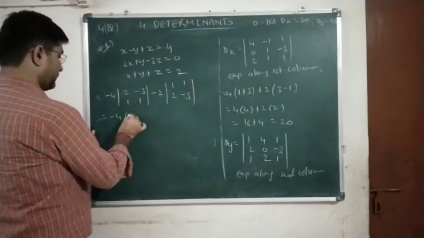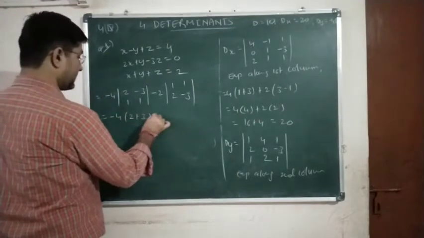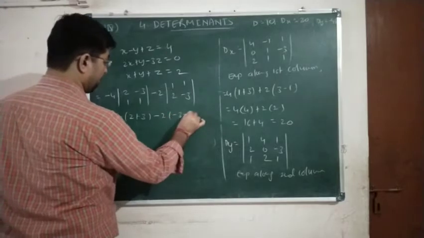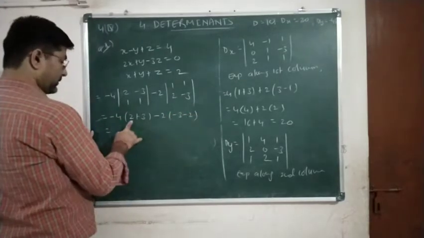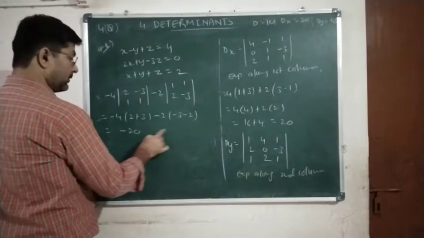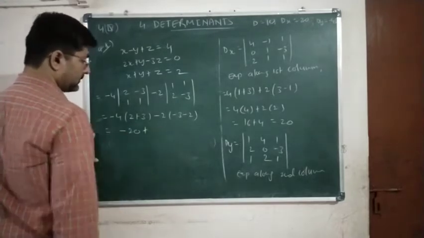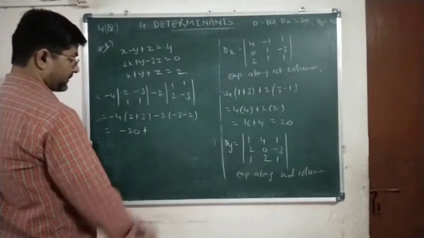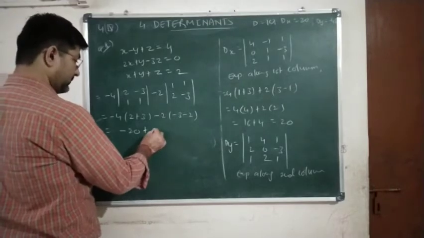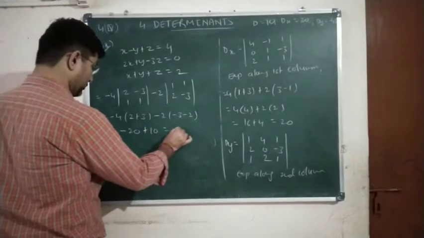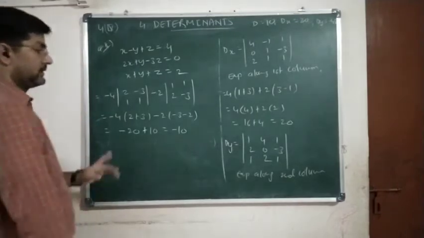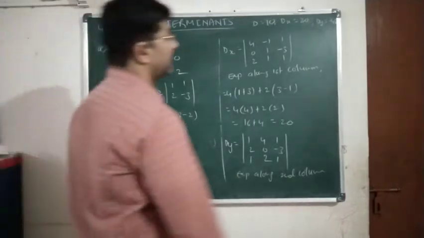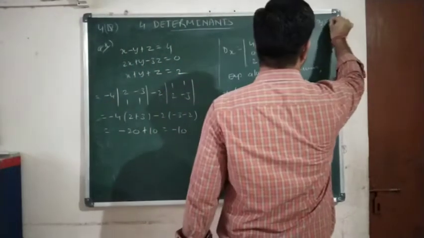So minus 4 into 2 plus 3, minus 2 into 3 minus 2, 3 plus 2, 5. Okay, minus 5 minus 2 plus 10, so we got minus 10. This is the value dy is minus 10.